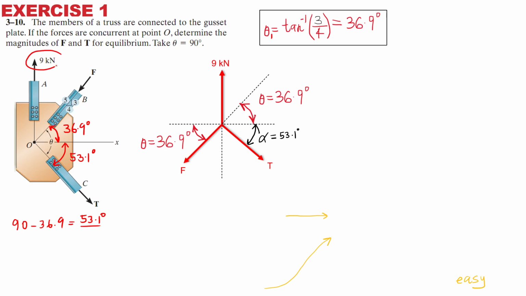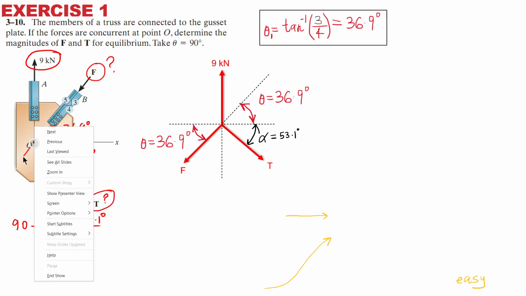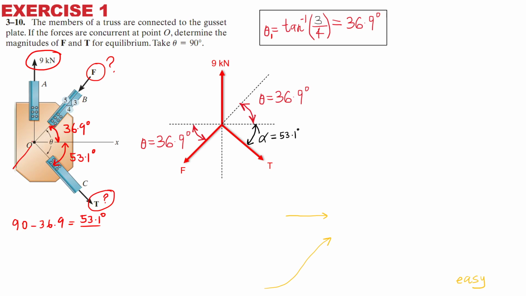Label all your forces. 9 kilonewton is 9 kilonewton here. This one is T, which you don't know. This F, you also don't know. You can make your life easy, because otherwise it's harder to solve. Transfer them. When you transfer, make sure your angles are correct.